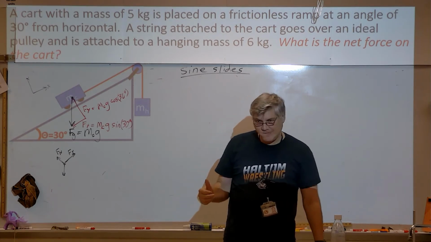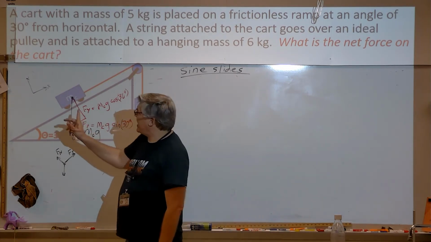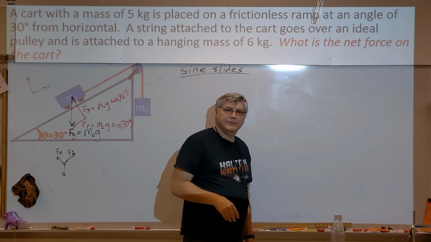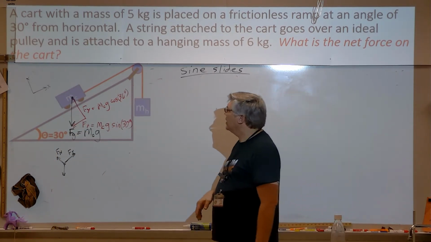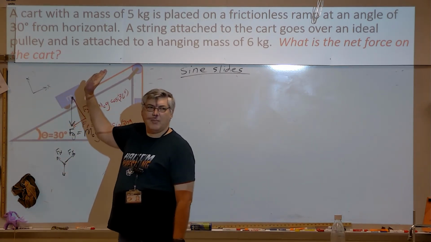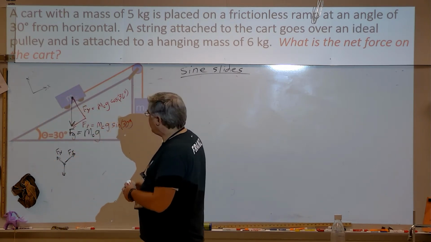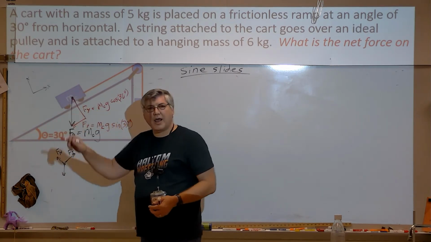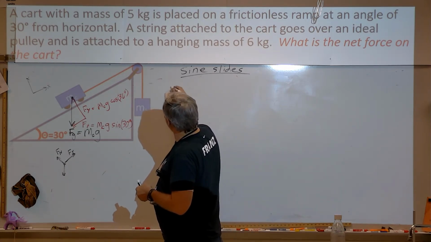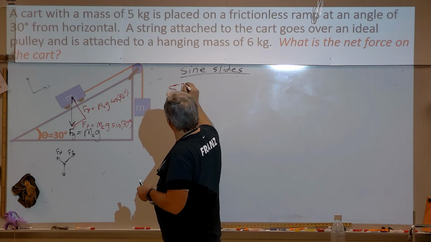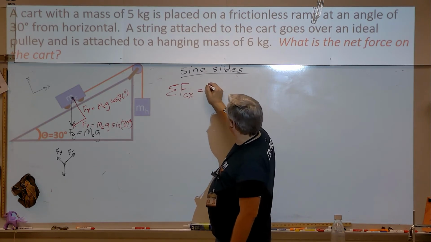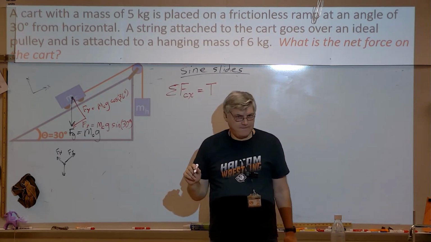Everybody see that? So I've defined x in the positive direction to be up the hill, haven't I? X is up the hill. So tension is going to be positive. It's going to be going up. So I'm going to look at this right here, and I'm going to say, what are all the forces that are acting on this? So the sum of the forces on the cart in the x direction are equal to the tension, right? The tension.